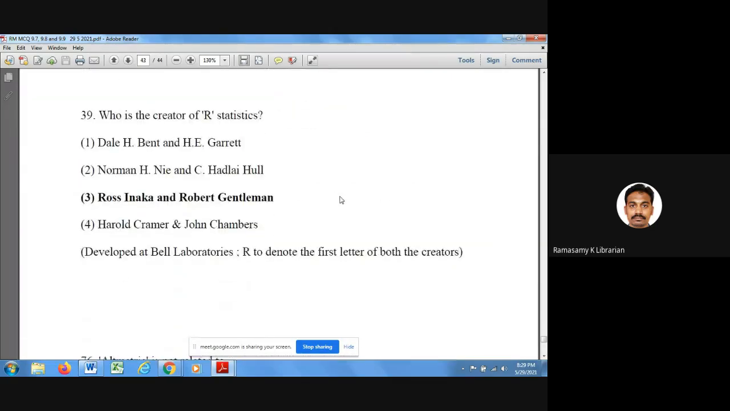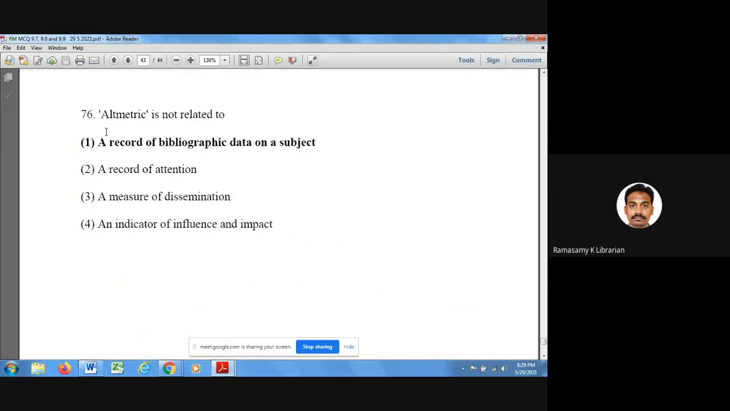Fine. Who is the creator of R statistics? Ross Ihaka and Robert Gentleman from Bell Laboratories. Fine. Altmetric is not related to... I think when I was teaching you about altmetrics, I told you four things. One is frequency of occurrence, then record of attention, measure of dissemination, an indicator of influence and impact. So 2, 3, 4 are the features of altmetrics. A record of bibliographical data on a subject is not at all related to altmetrics. Okay, fine.